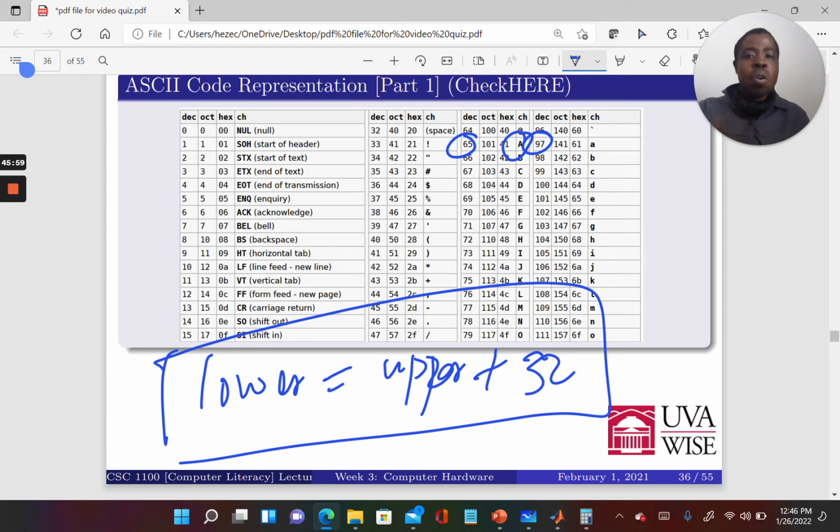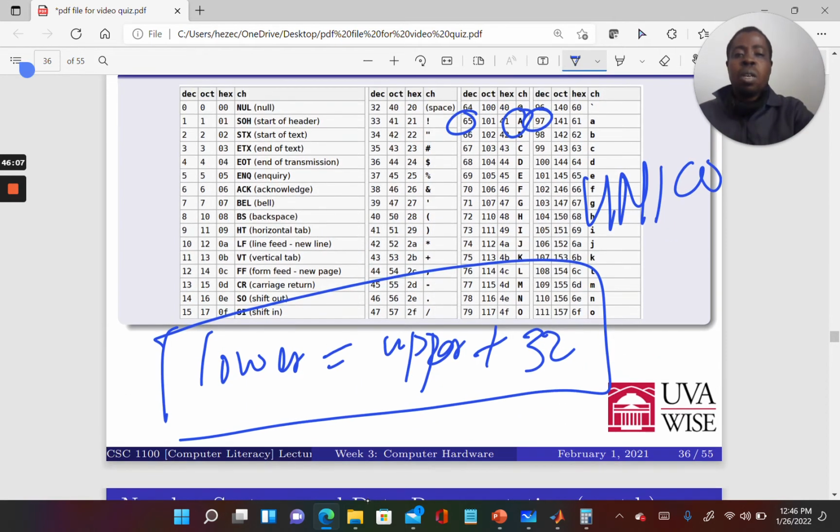But the ASCII code system is not the only one. You also have Unicode, universal code. Unicode covers more characters than ASCII code. ASCII code covers mainly the English alphabet and a few other characters.